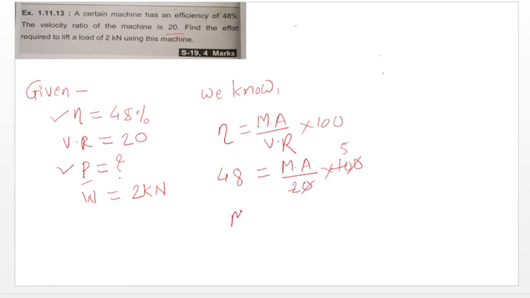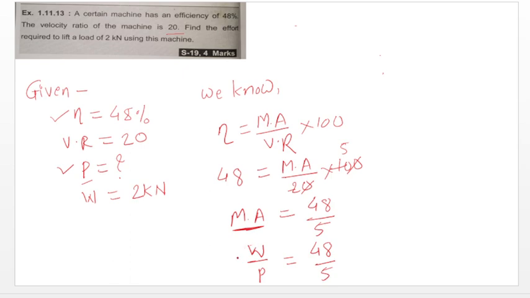We know that mechanical advantage is equal to 48 divided by 5. Now, what is the mechanical advantage? It is the load to be lifted divided by the effort applied to lift the load. So W by P is equal to 48 by 5.